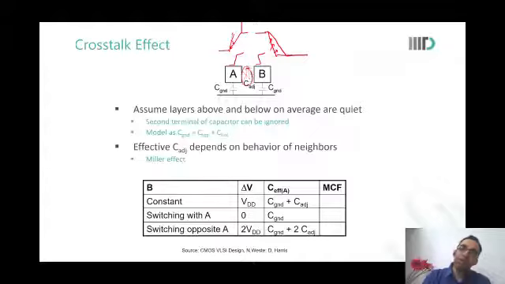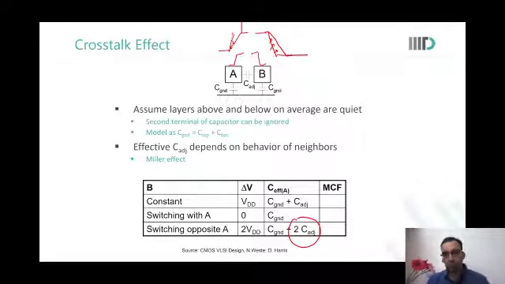Okay, but when they are going in opposite directions, then just as we saw, this C adjacent kind of doubles up. Both try to slow each other down. So what we are saying is that there is this Miller capacitance factor which gets multiplied with C adjacent, depending on how my other signals are behaving.